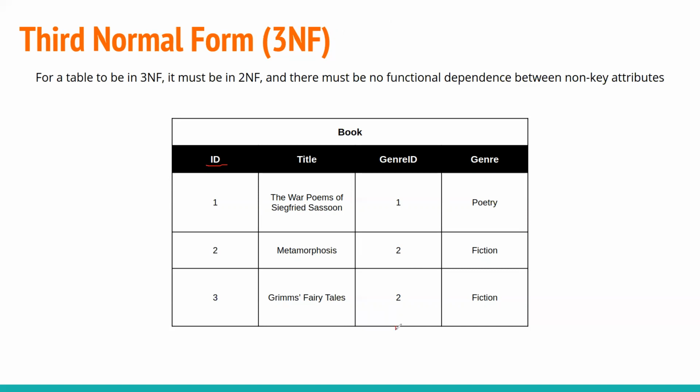So you can see genre ID uniquely determines genre, okay? Genre is not in the key. Genre ID is not in the key. Exactly, Tadi. So genre ID is not in our primary key. Genre is not in our primary key, but there is functional dependence between them. And it says there must be no functional dependence between non-key attributes.